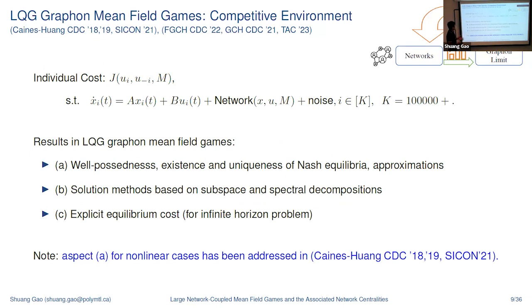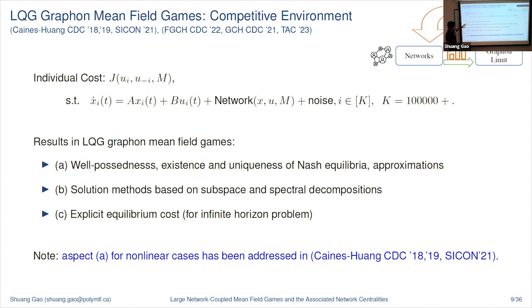The questions one can answer include the well-posedness, existence, and uniqueness of the Nash equilibrium. And when you apply this equilibrium on a finite population, you need to give some performance guarantees of the approximation error. For the linear quadratic case, we can identify low complexity solution methods based on subspace and spectral decompositions. And for a particular class of infinite horizon problem, we can give an explicit representation of the equilibrium cost.